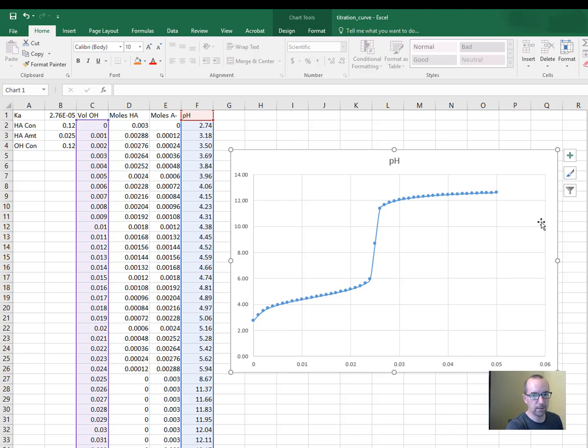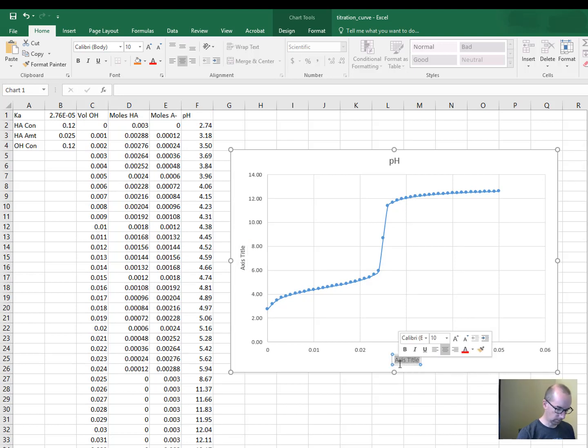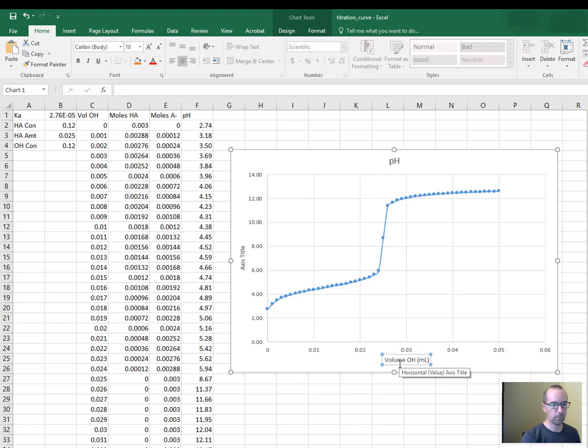If you want to put in axis labels, you click on this X right here, click on axis titles, and then you can type in your axis titles here. You know, volume of OH in milliliters. This one here is pH, and you're off to the races. Change the title here by putting in a good title, and you're set. There you go. Not so bad, huh?